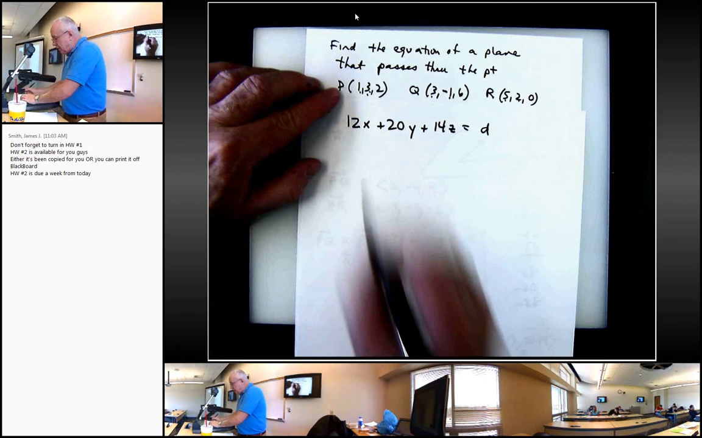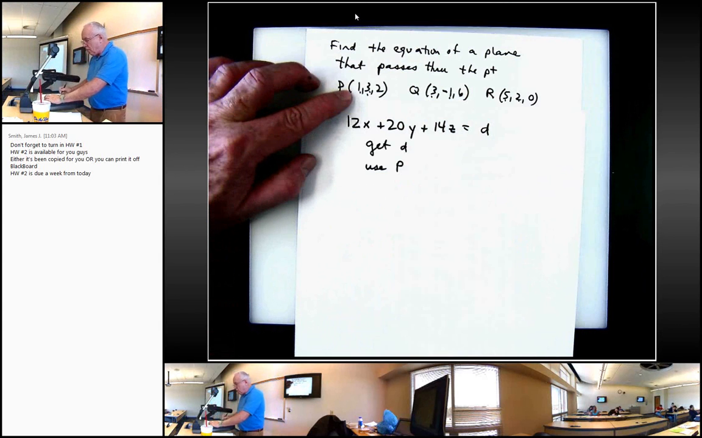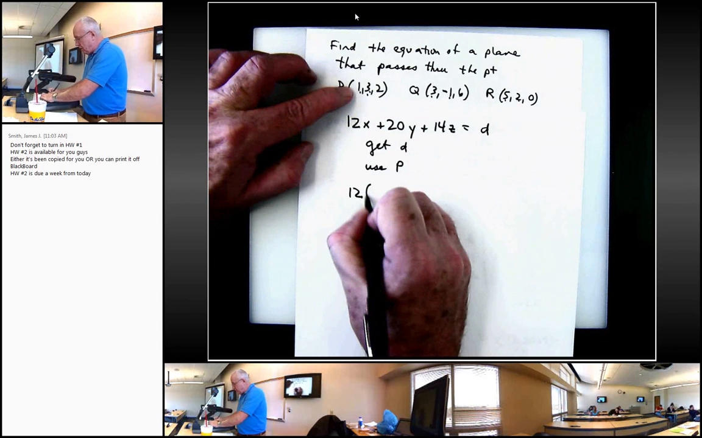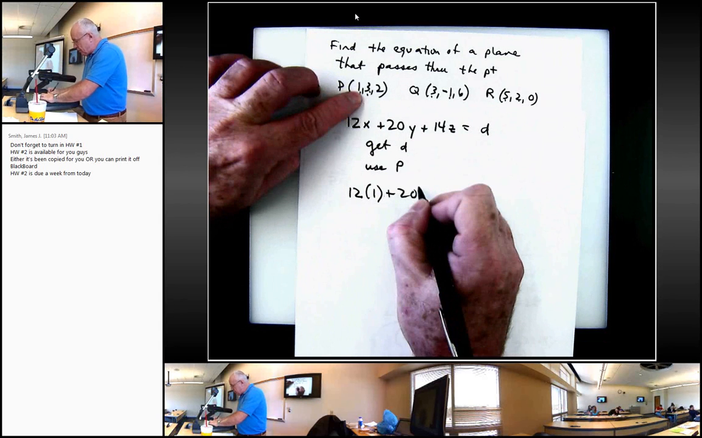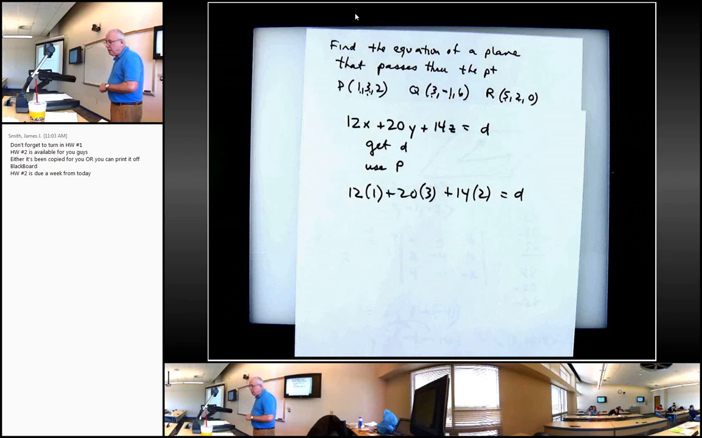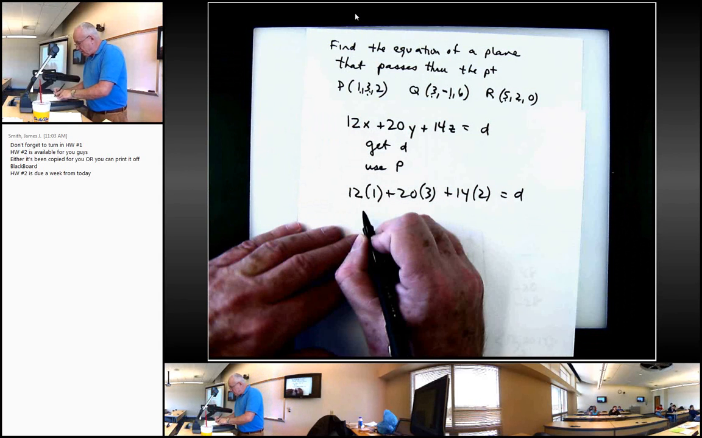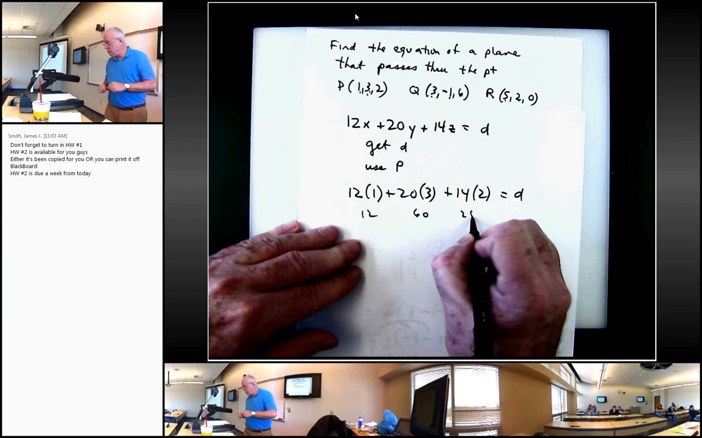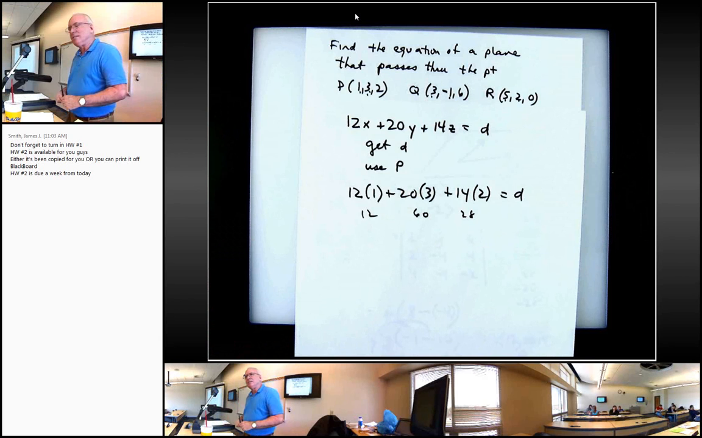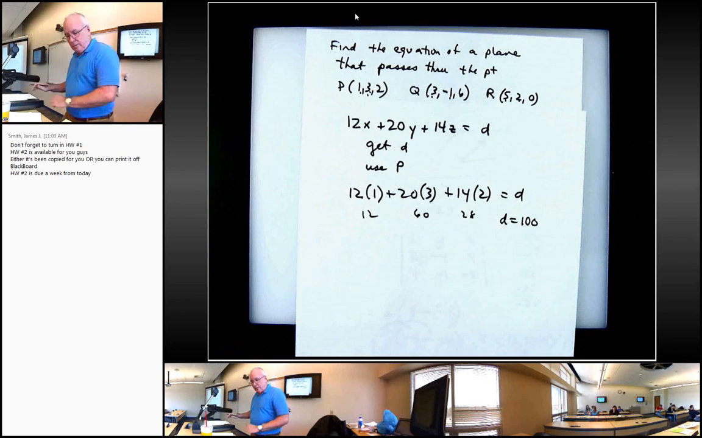Let me just plug in to get d. I'm going to use p. So I plug in the x, y, and z values. So it's 12 times 1 plus 20 times 3 plus 14 times 2 is equal to d. So what does that come out to be? Let's see, 12, 60, 28. Yeah, it does come out to be 100. Oh, you're fast. You do arithmetic much better than me. So d does equal 100.